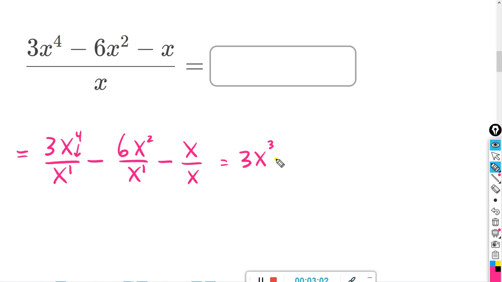And then we have minus 6. We have the x, and subtract the exponents, 2 minus 1. So that's just going to be x to the first. Okay, and finally we have minus x over x. The same number over itself is just 1. So this is minus 1. All right, now, for the answer, you don't have to have the first power in there. So we can get rid of that. And this is the answer we're going to enter in the box.